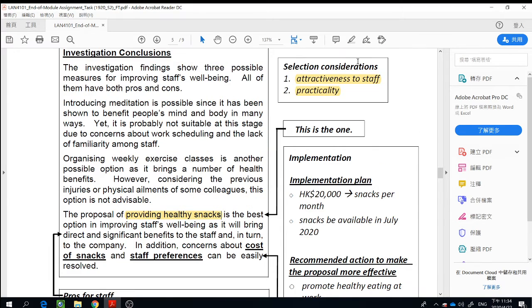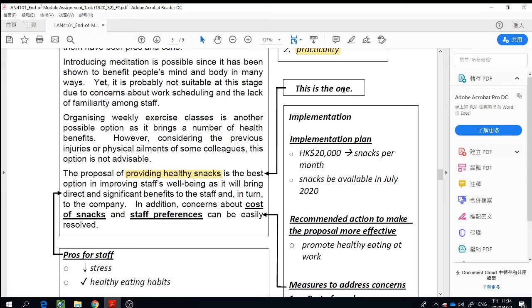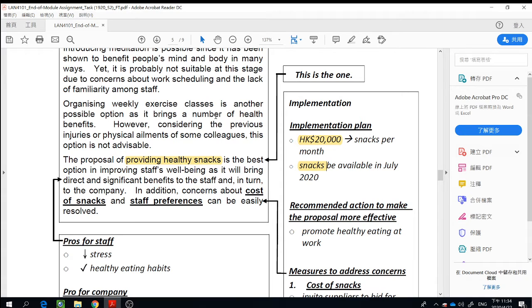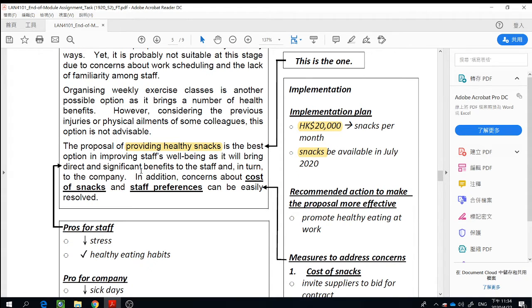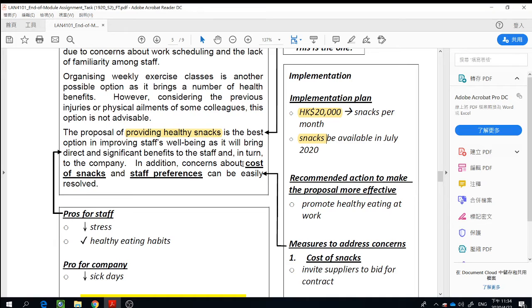All right. Based on these two criteria, what is the implementation? How to implement this? You need to spend $20,000. That's the budget, and then you should talk about the availability of it. And then what about possible concerns? Cost, money is an issue, and then the staff preferences. People may not prefer to have it. People may have different opinions on it.